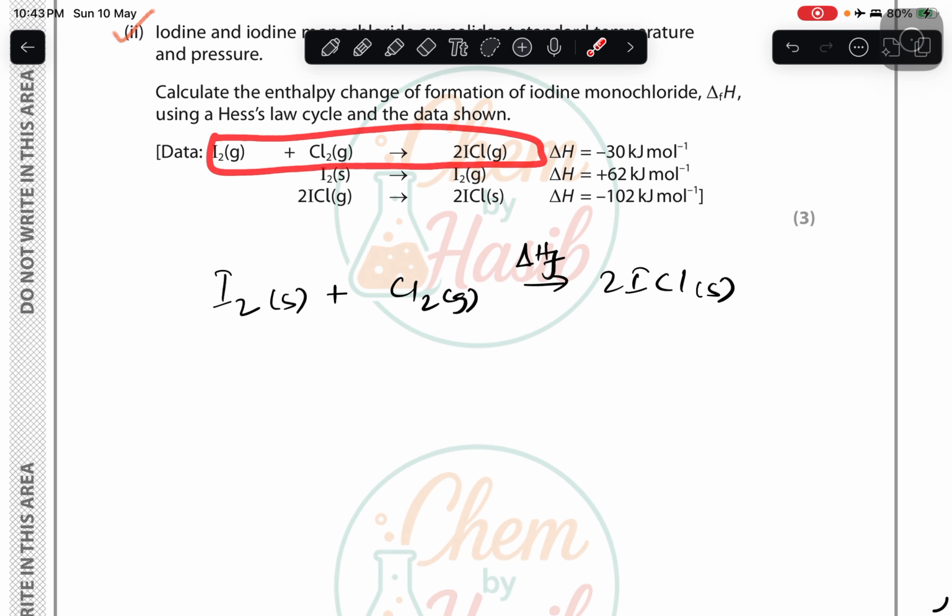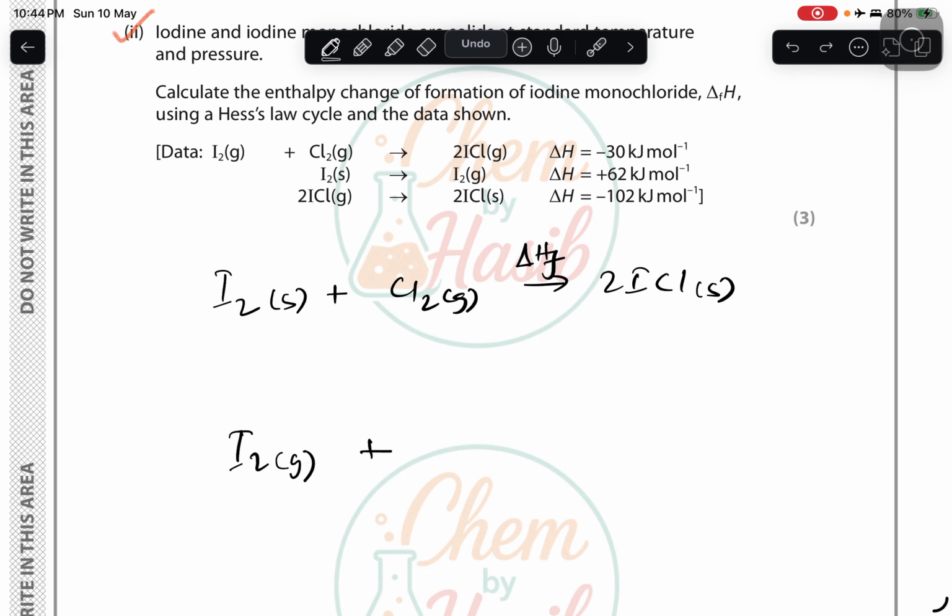I2 gas reacts with chlorine gas, produces 2 moles of ICl gas. No, sorry, it was a gas. Yeah, ICl gas, right? And the enthalpy change for this reaction is minus 30.